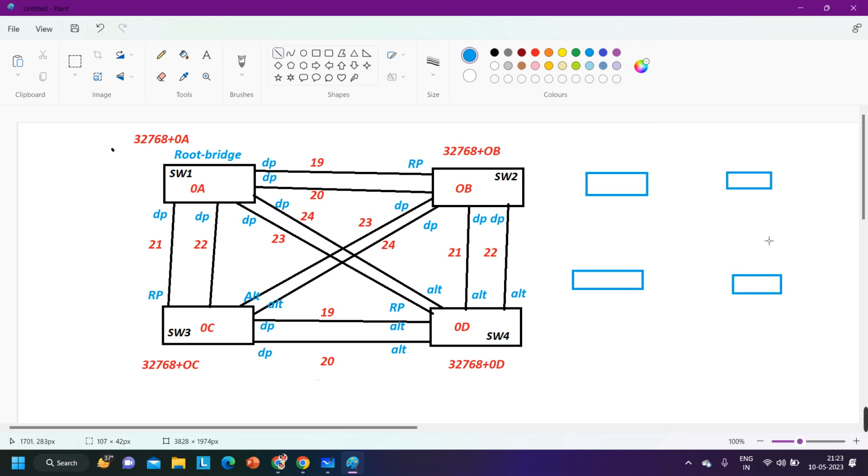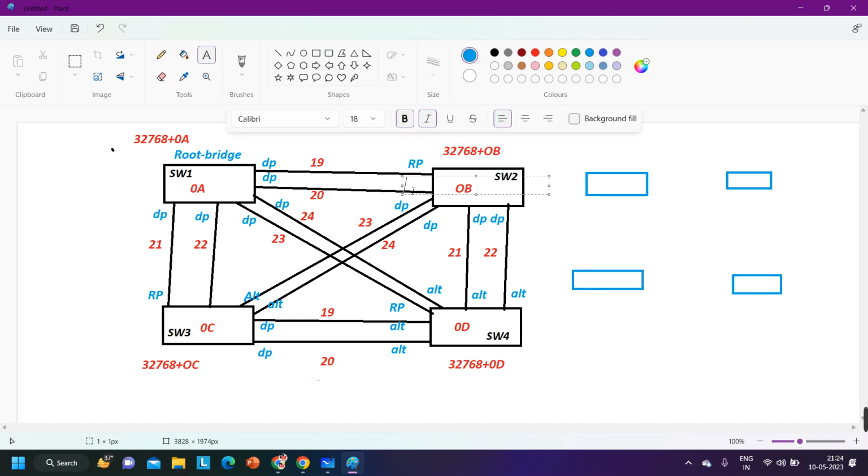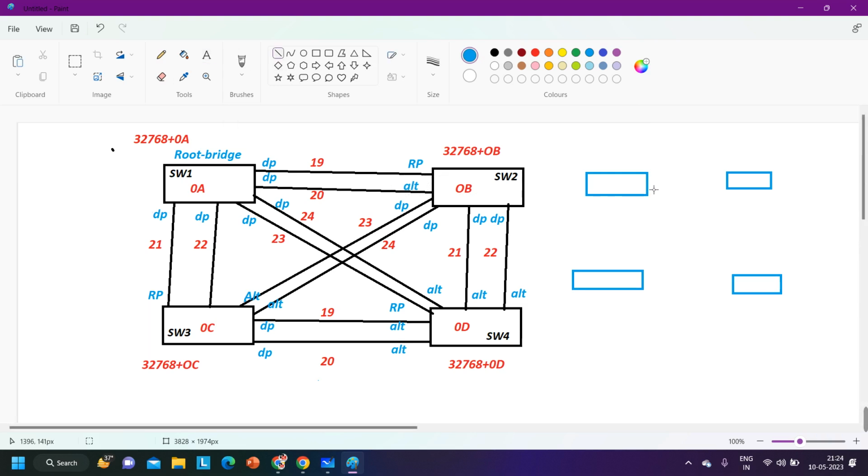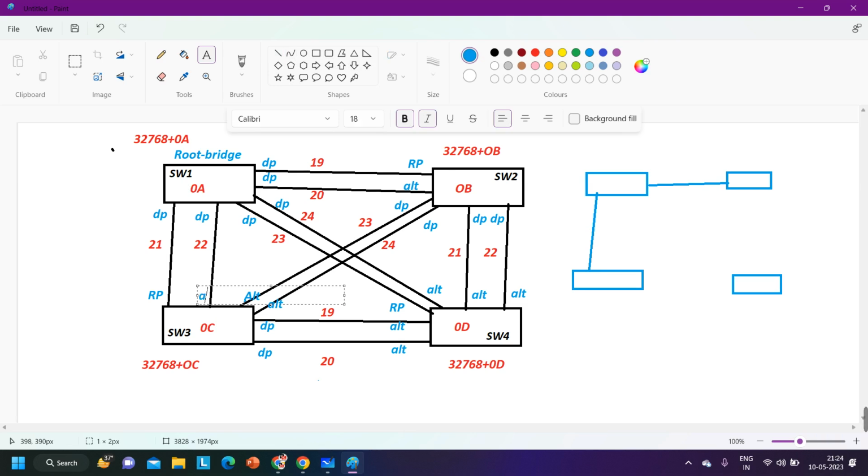Tell me the logical topology. 19. And this port is also alternate. Is there a link between switch 1 and switch 2? Yes. How many links? One link, via 19. Is there a link between switch 1 and switch 3? Yes. How many links? One link, via 21. This is your alternate.